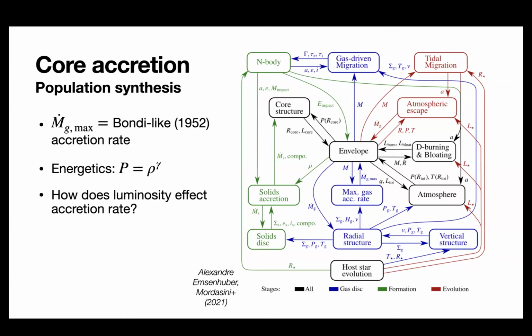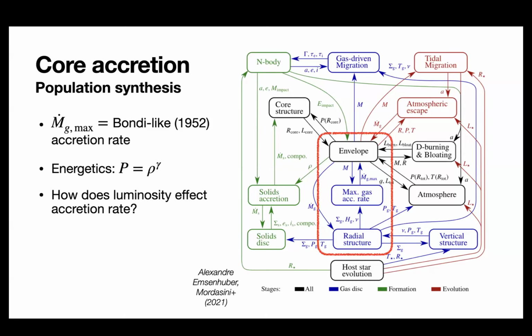Here I'm showing the flowchart from the Bern models of population synthesis. There's all sorts of ingredients that go into these complex models to build synthetic populations of exoplanets. But I'd like to focus on the gas accretion, in particular, these three blocks.